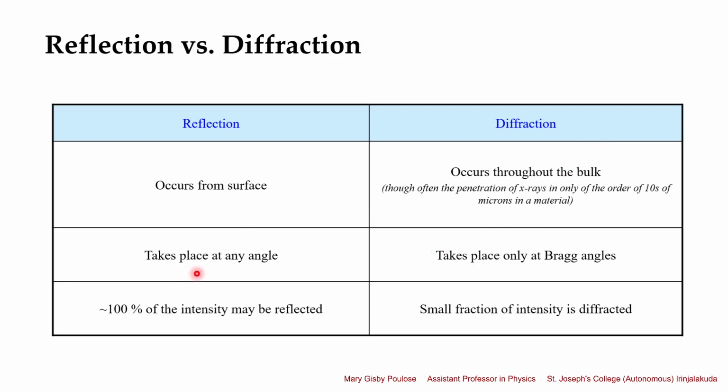Reflection can take place at any angle, but X-ray diffraction can take place only at the Bragg angle. Only if it obeys the conditions of constructive interference will it undergo diffraction. Reflection can be obtained 100%, that is, all of the light can be reflected. But in diffraction, only a small fraction of that light is diffracted. Only a small fraction of these X-rays are diffracted.